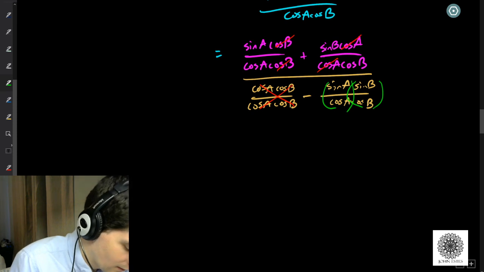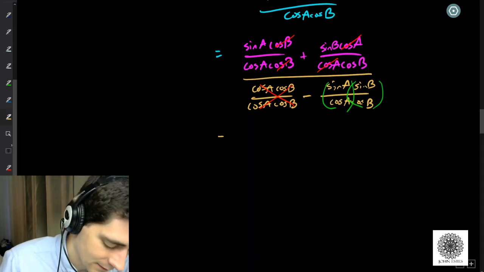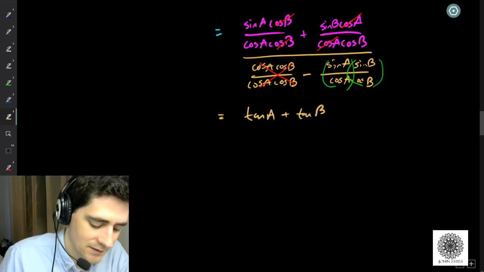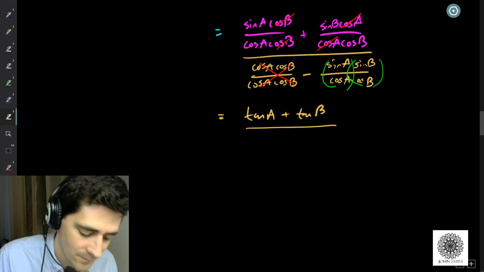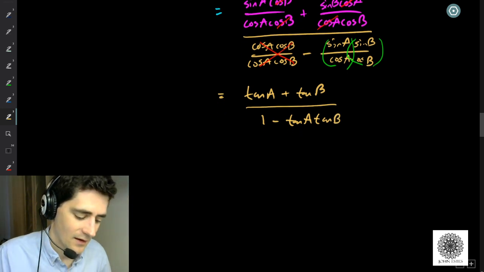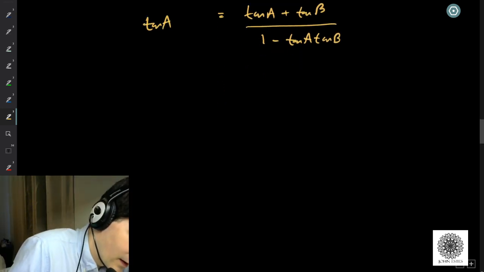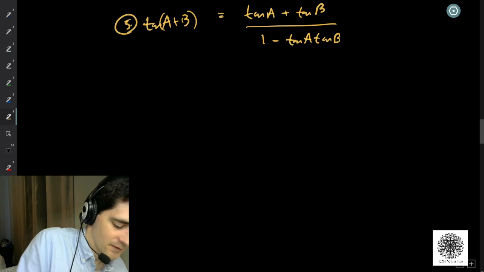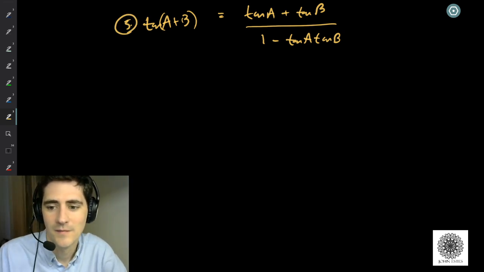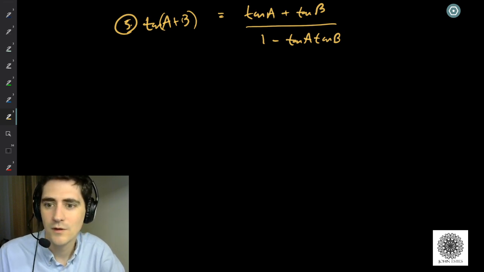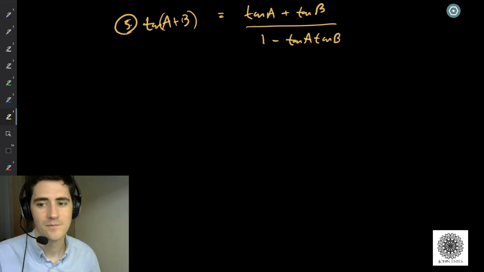Alright, so now applying the quotient identities, I kind of like this yellow. Let's go with this yellow. That means I have finally tangent A plus tangent B, right? Because sine over cosine is tangent, over 1 minus tangent A times tangent B. And that is the tangent A plus B identity. So let's call that number 5 in this game that we have, right? So tangent A plus B is tangent A plus tangent B all over 1 minus tangent A times tangent B.